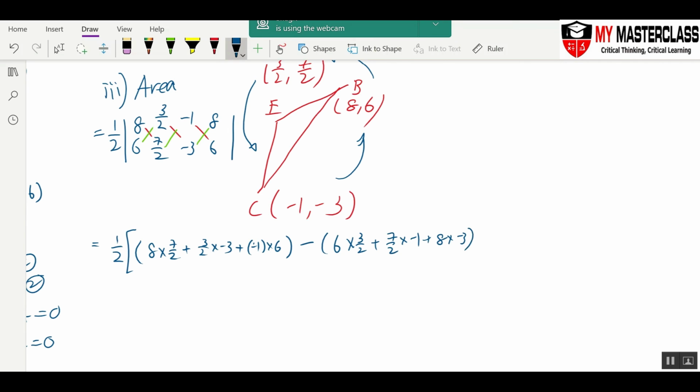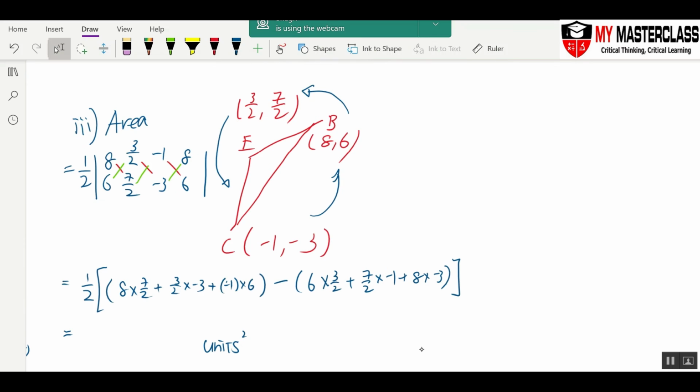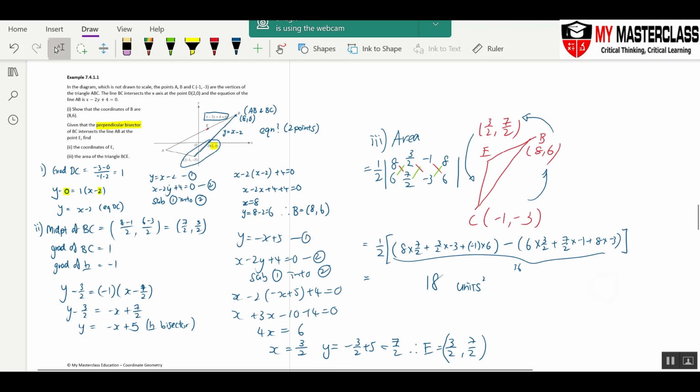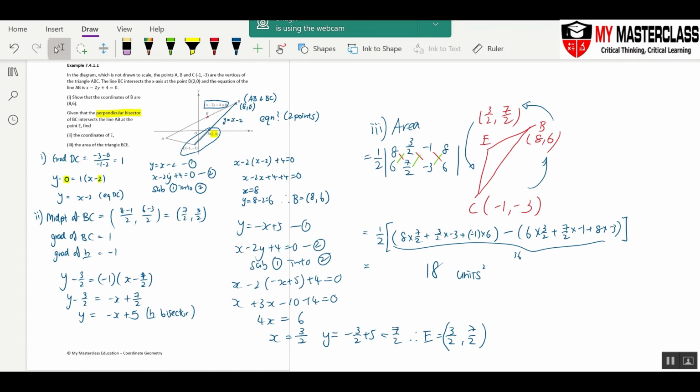So you see, if you are very comfortable with your operations, you know the calculator will do the multiplication first, so you don't have to put a lot of brackets. Just key the whole thing into your calculator, and you will get your answer in units squared. You key this in, you will get 36, then times half, and you will get 18 units squared. Okay, so this would be a typical coordinate geometry kind of question.